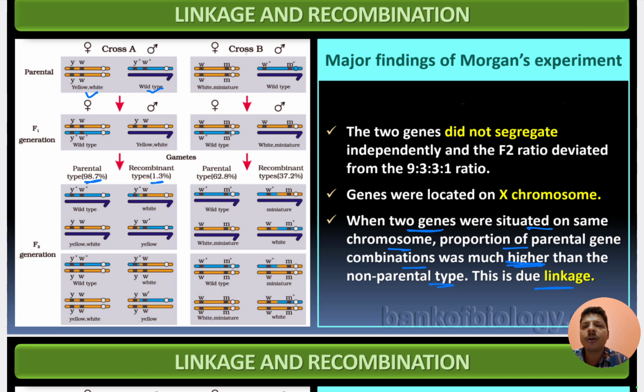And here in cross B, he chose the white miniature and wild type. Male and female are also mentioned with the diagram. In the F1 generation, wild type white miniature, parental type 62.8%, recombinant type 37.2%.